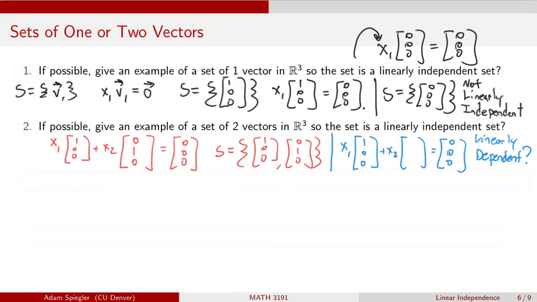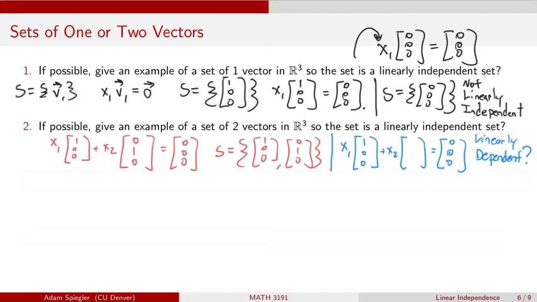We can similarly think about whether we can construct a set of 2 vectors in R3 that are going to be linearly dependent. So if one of them were 1, 0, 0, think about what vector could go in here so that when we take this combination of these 2 vectors, we get the 0 vector back.